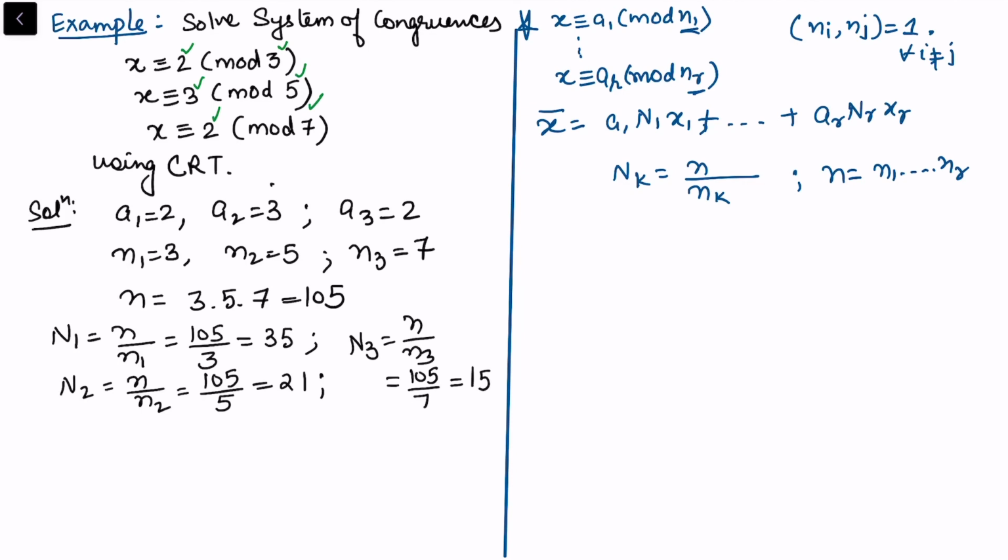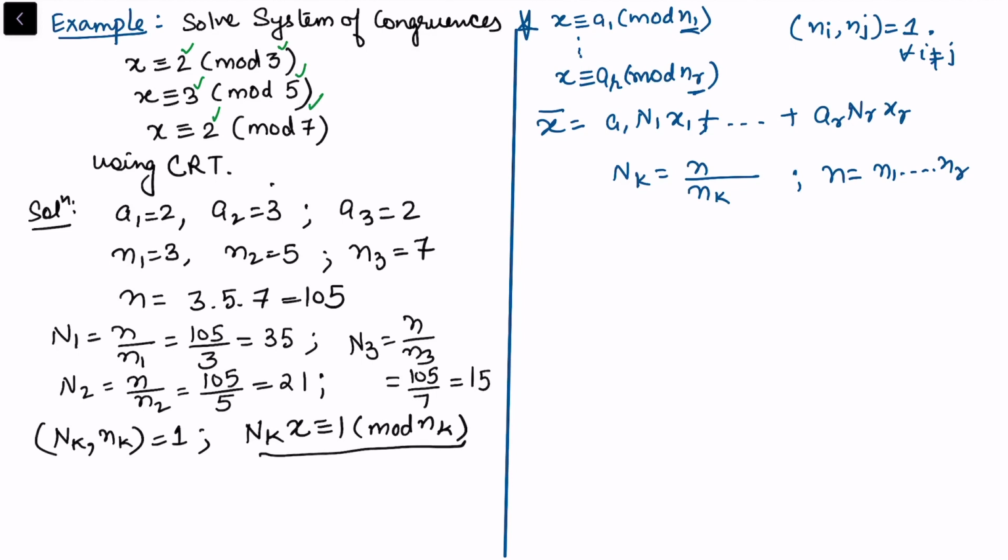So now I need to construct the linear congruence. With this capital Nk, we know that Nk and small nk have GCD equal to 1. So we have to construct Nk x congruent to 1 modulo nk. This linear congruence I want to construct, and we want to find its solution. Considering the integers we have obtained, 35, 21 and 15, I construct now 35x is congruent to 1 modulo n1. In that case, n1 is 3.